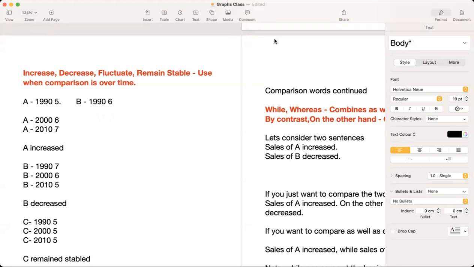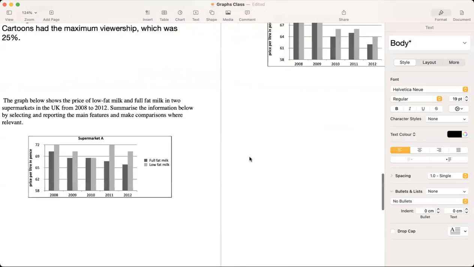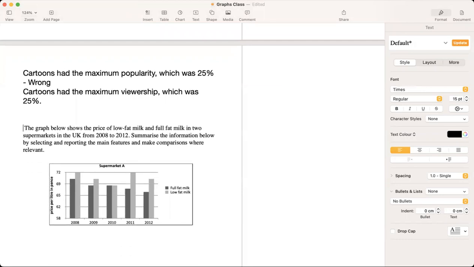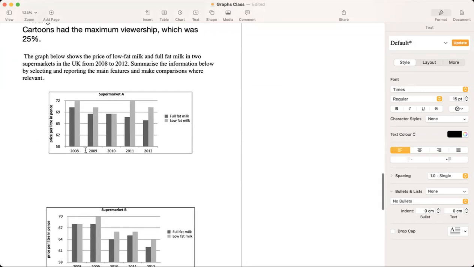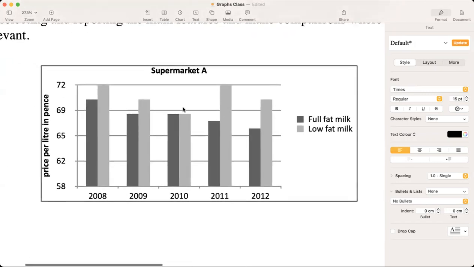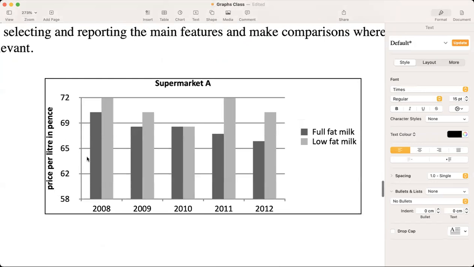I'll take a graph and explain. Okay, just hold on. Let's take this graph, for example. So here, look at this graph. I'll increase the size. Look at this graph. This is full fat milk, right? The gray one, dark gray one. The light gray one is low fat milk.